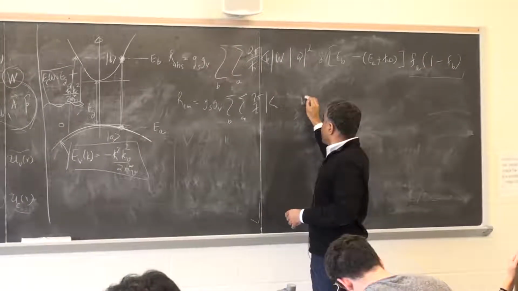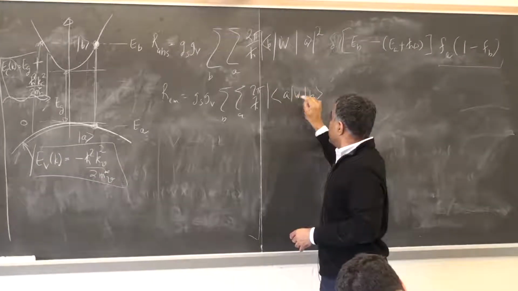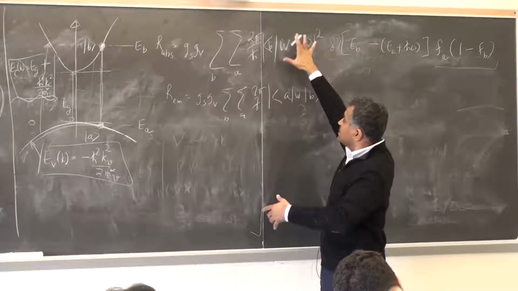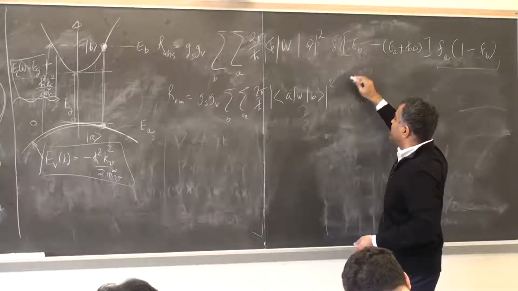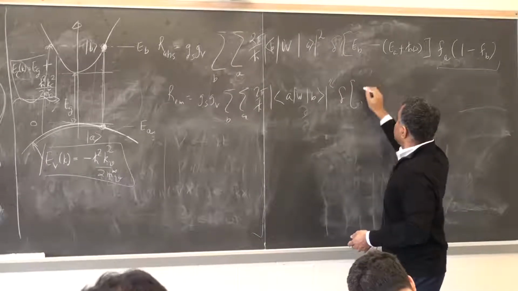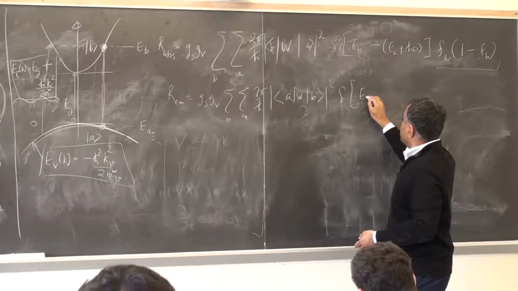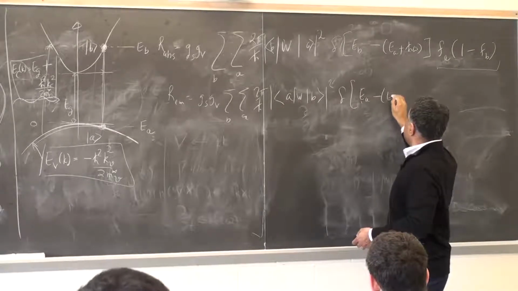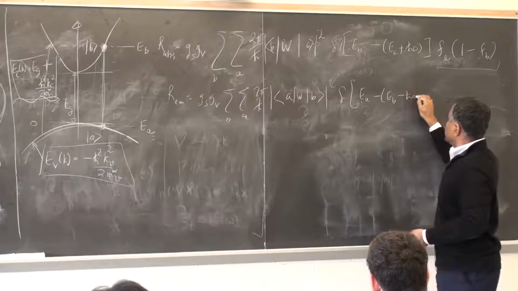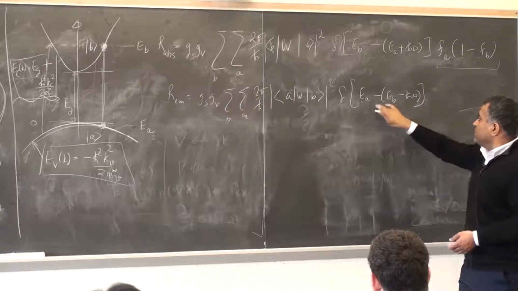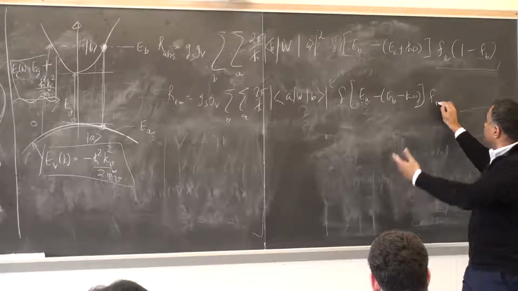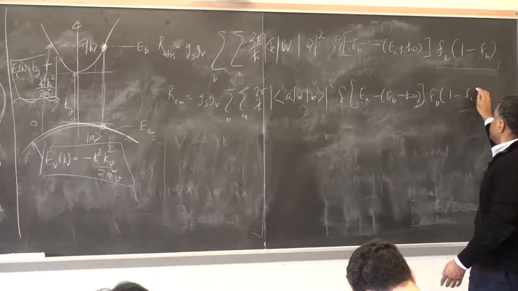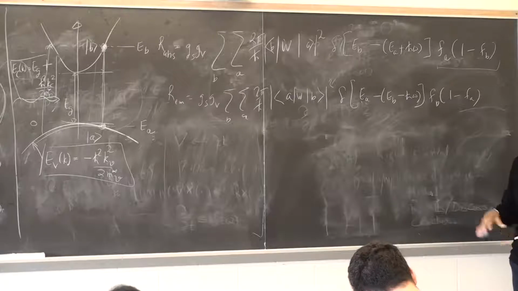B, W, A. But what's interesting is these two are exactly the same. They don't change. If you remember, it's very similar to the one rule. And then here you must have the delta function of E_A minus E_B minus ħω, so E_A must be E_B minus ħω, times, now B must be occupied and A must be unoccupied. Okay. So you get the whole thing.